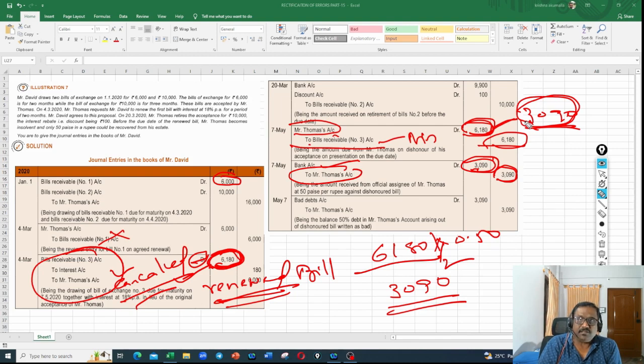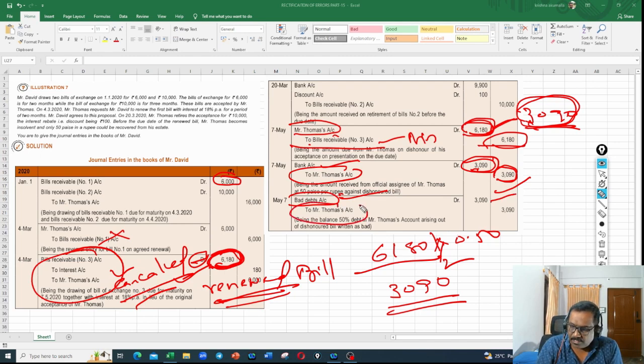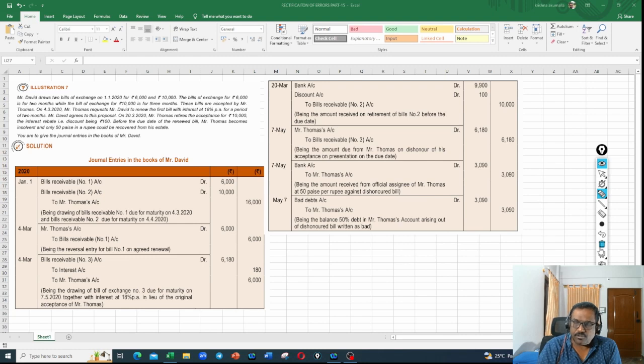Bad debt is a loss for David. So what did David do? Bad debts account debit 3,090. All expenses and losses are supposed to be debited. So bad debt account debit 3,090 and Thomas account credit 3,090. That is when the Thomas account will get closed. He need not pay any amount to us. Right? So these are the entries we are supposed to post for this problem.